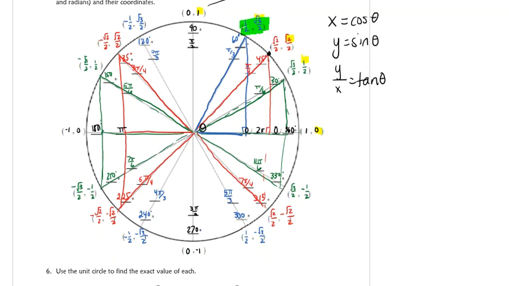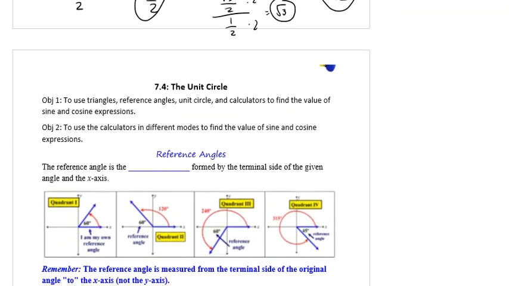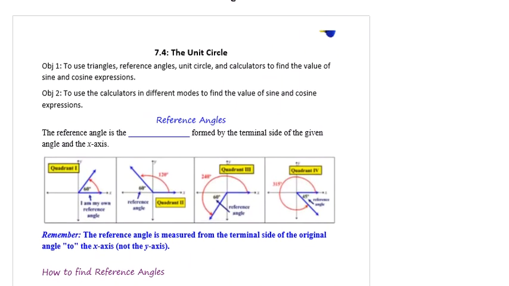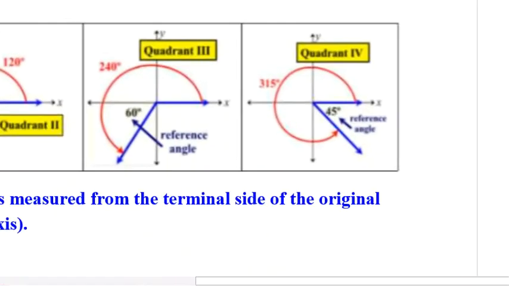Okay. So now we're going to take a look at some of the notes in our Dory packet. So again, we're going to use a ton of different strategies, and we're looking at the unit circle. So the reference angle is the angle formed by the terminal side of a given angle and the x-axis. Okay, so it's kind of hard to see it. Let's see if I zoom in a little.